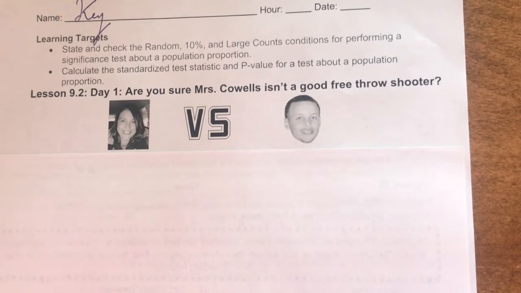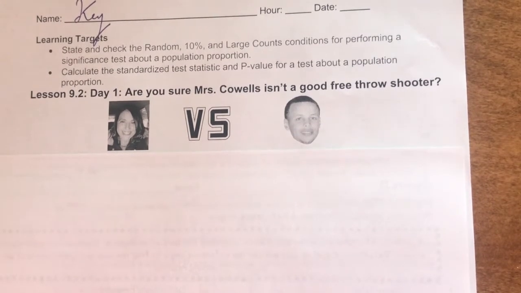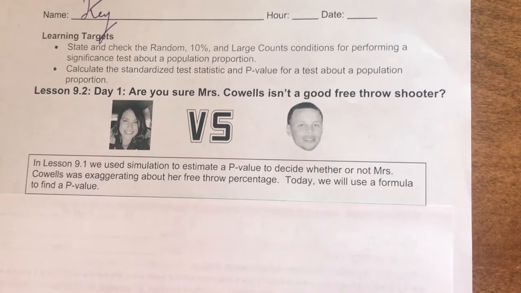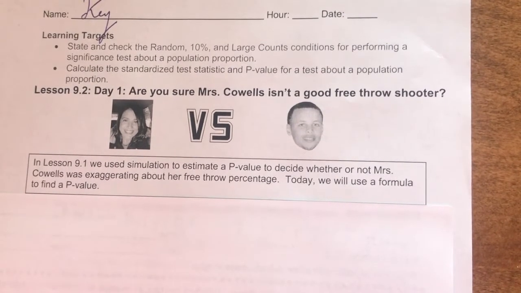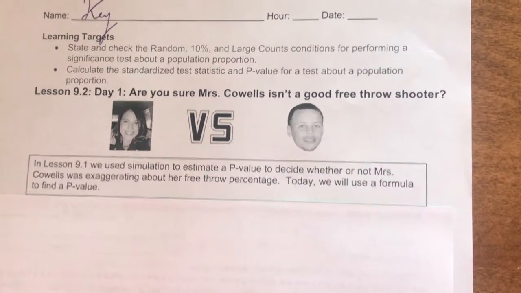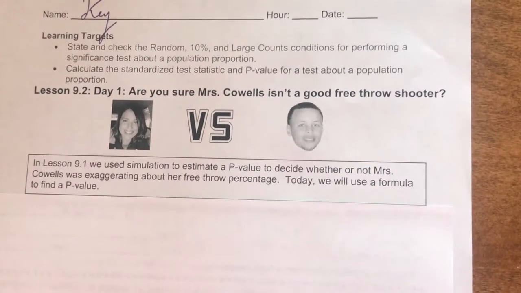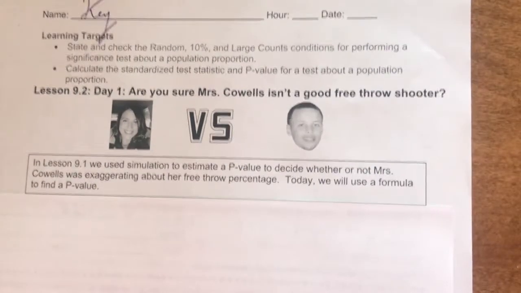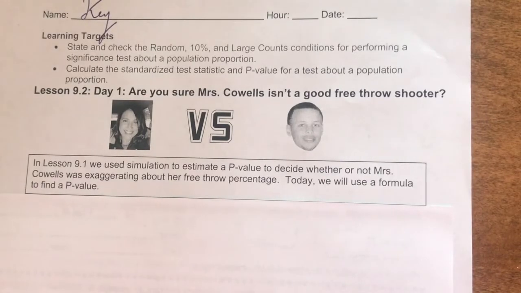So, are we sure that Mrs. Cowles is not a good free throw shooter? In Lesson 9.1, we used simulation to estimate a p-value to decide whether or not Mrs. Cowles was exaggerating about her free throw percentage. Today we will use the formula to find a p-value. If you remember what a p-value is, it's a conditional probability. It's the probability that your sample data occurs given that your null hypothesis is true.